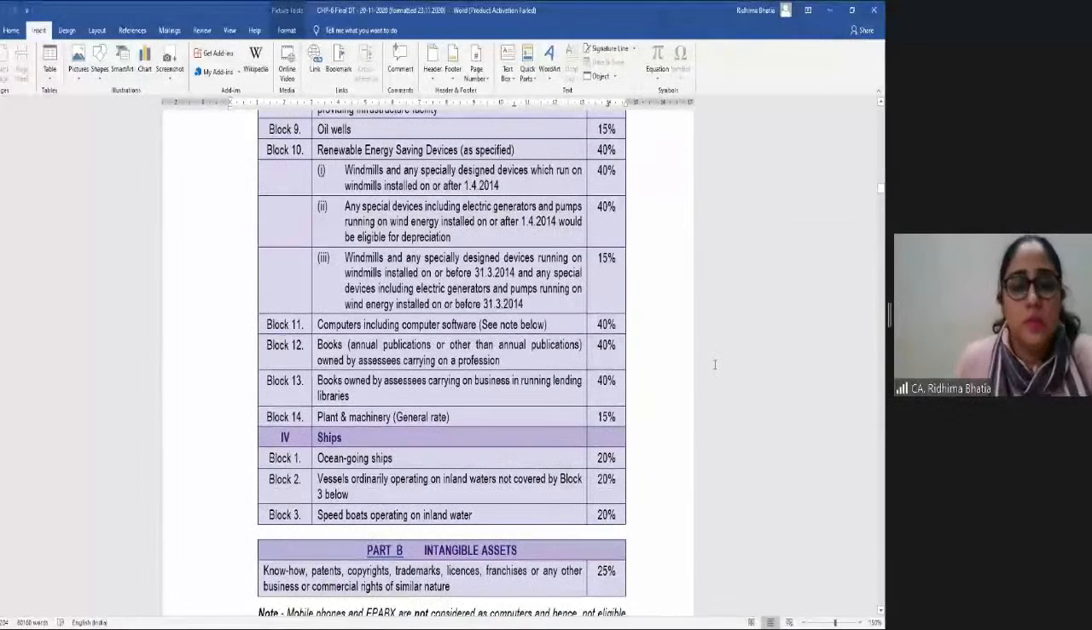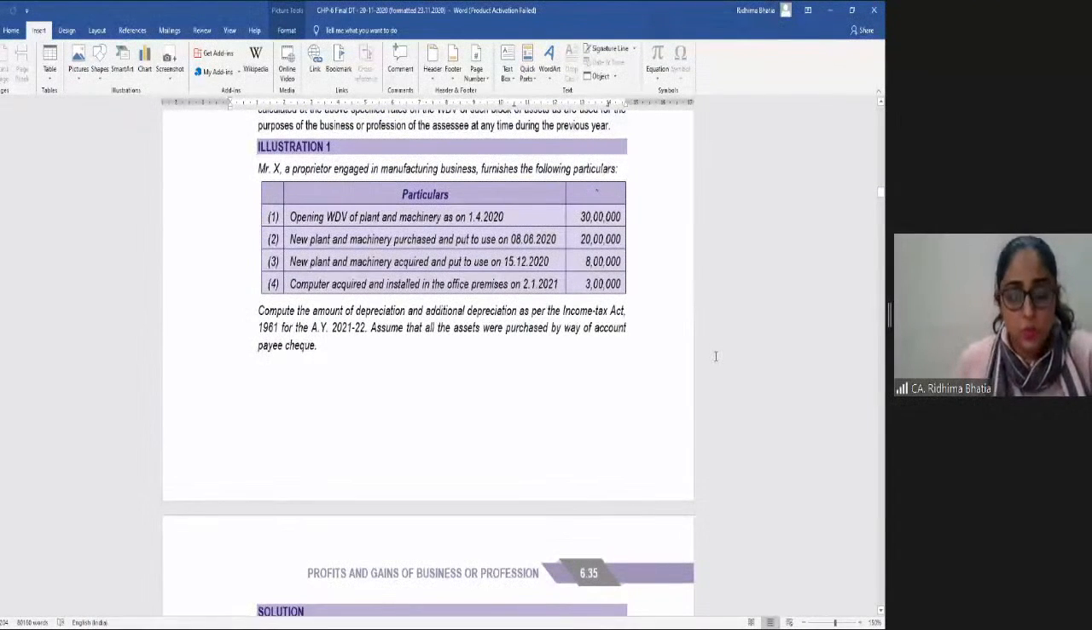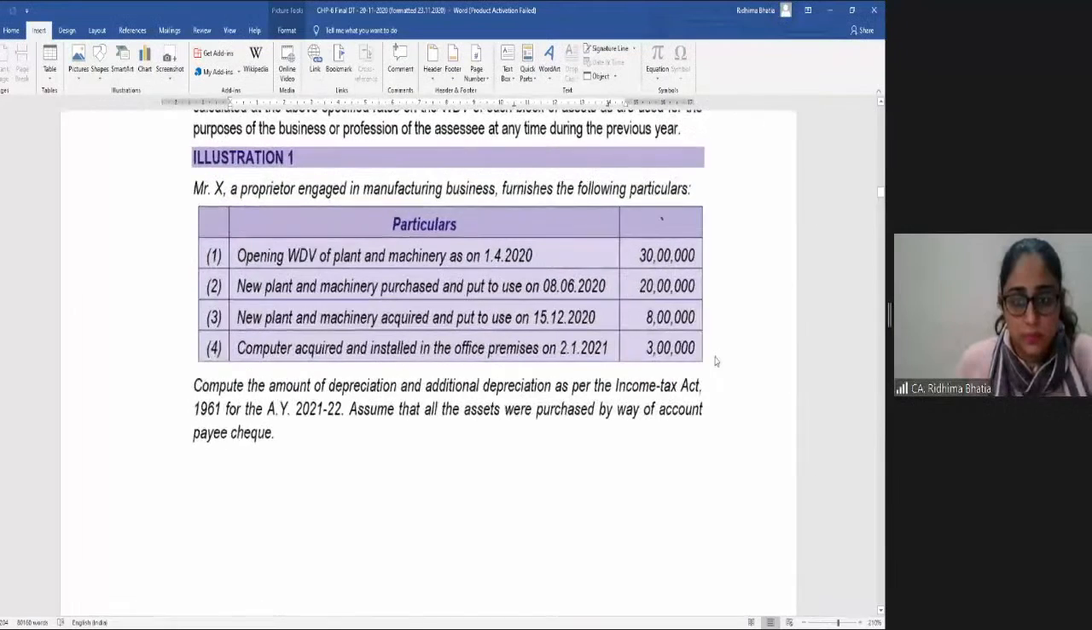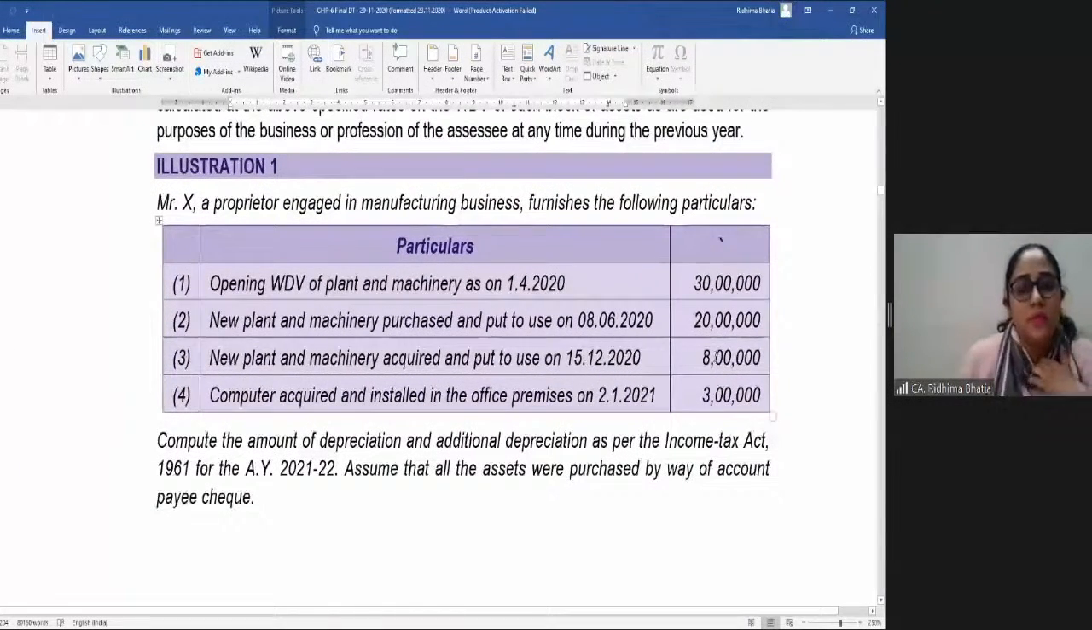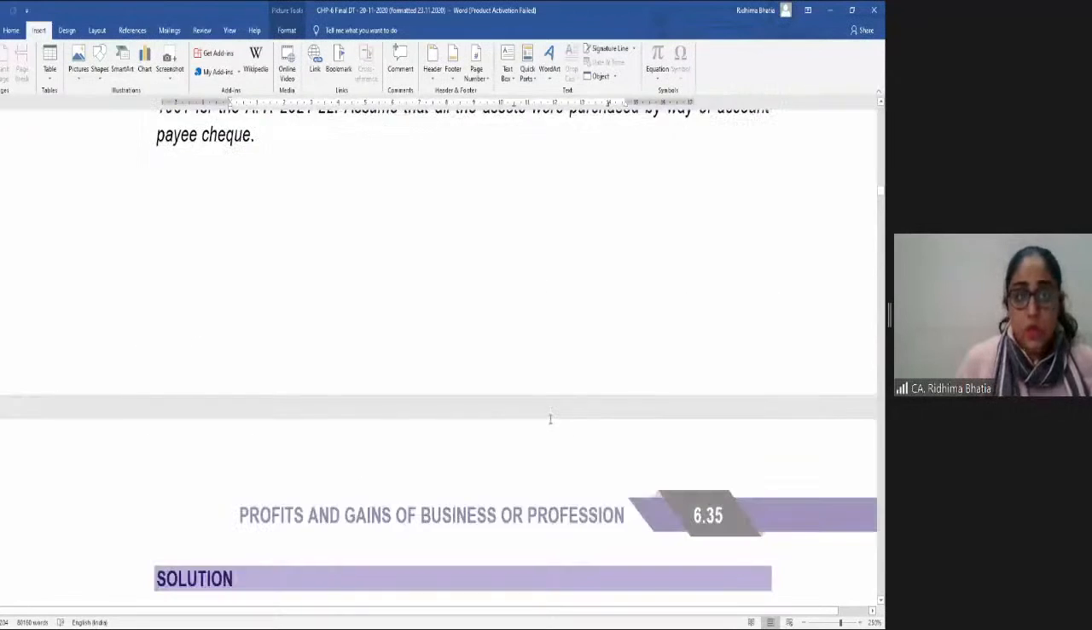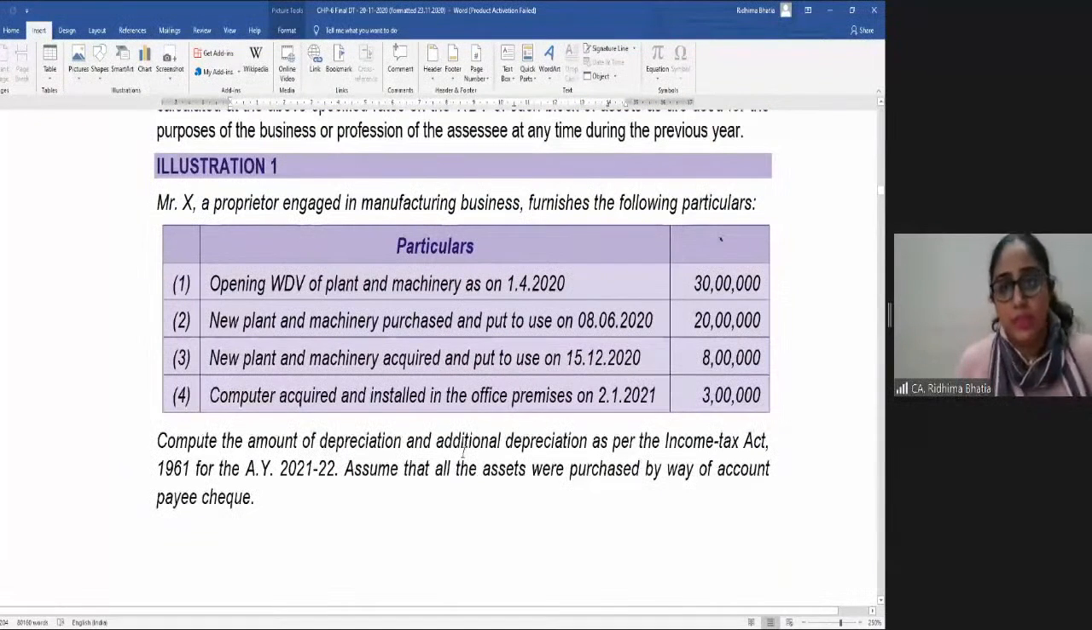Okay. On your screen, students, this is a question given to you. Mr. X, a proprietor engaged in manufacturing business, furnishes the following particulars. Opening WDV of plant and machinery as on 1st April 2020, 30 lakhs rupees. New plant and machinery purchased and put to use on 8th June, 20 lakhs. New plant and machinery acquired and put to use on 15th December, 8 lakhs. Computer acquired and installed in the office premises, 2nd January 2021, 3 lakhs. You have to calculate the amount of depreciation and additional depreciation.